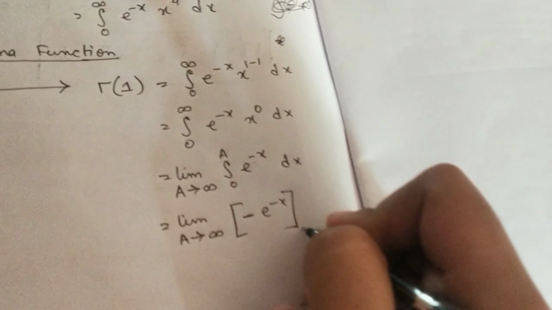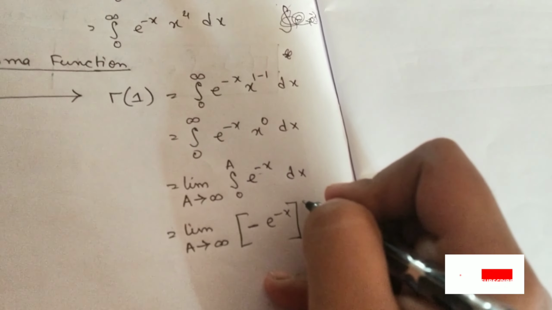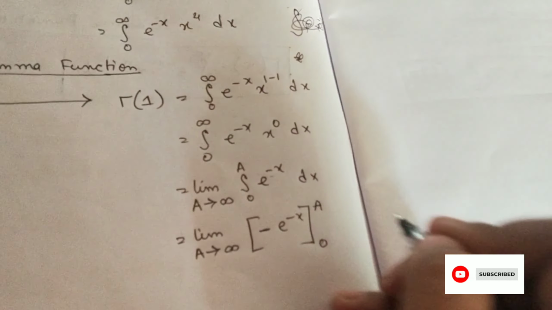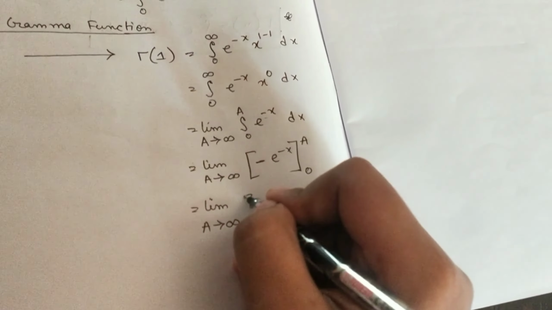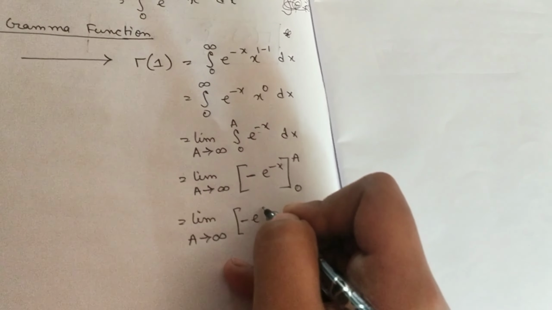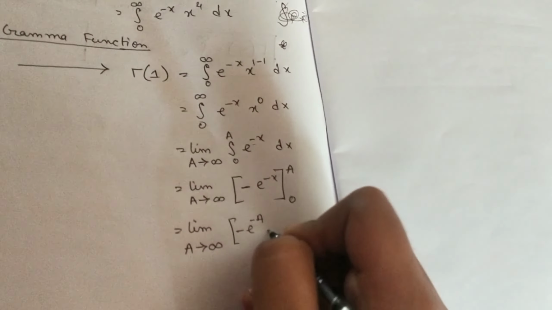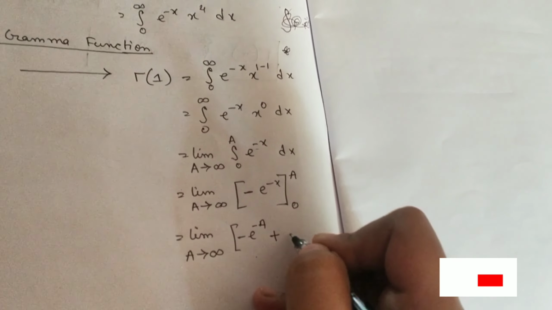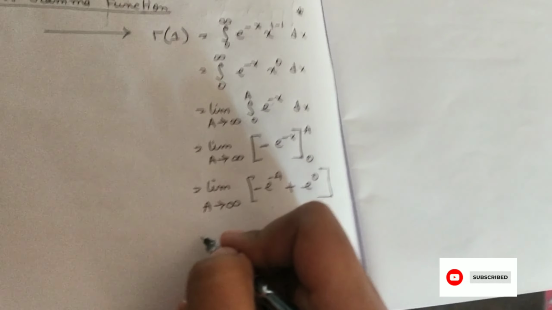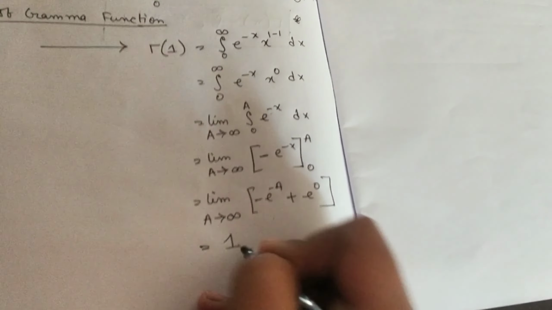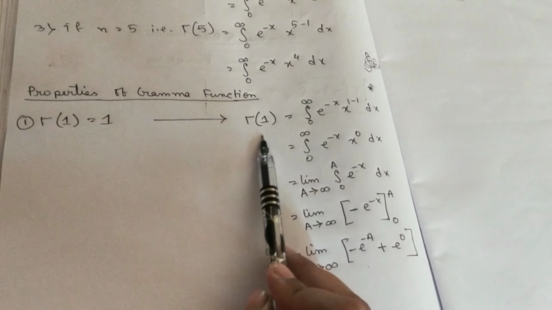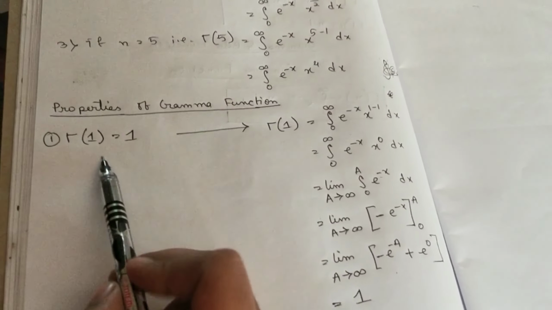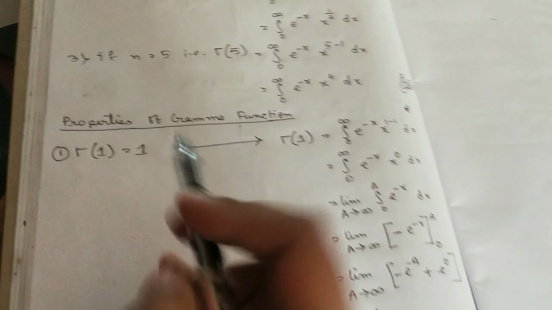Okay, fine. So as it is an improper integral, we will put limits 0 to a, right? So limit a to infinity, minus e to the power minus a plus e to the power naught, right? So we get the result 1. So I hope you got it. Gamma 1, we got the result 1. So this is the property, gamma 1 equal to 1. We have to remember this.